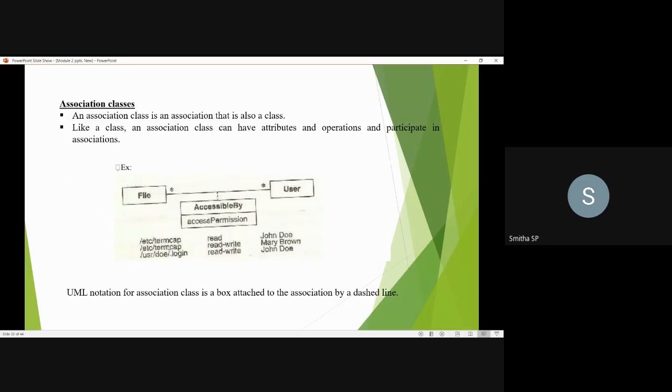So far we have discussed what an association class is. An association class is nothing but an association that is also a class. You can observe accessible by is a class, connected to the association link through the dashed line. So this is an association class, and it has the attribute access permission.